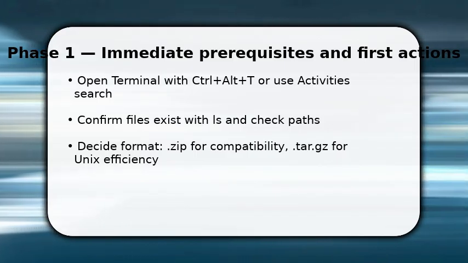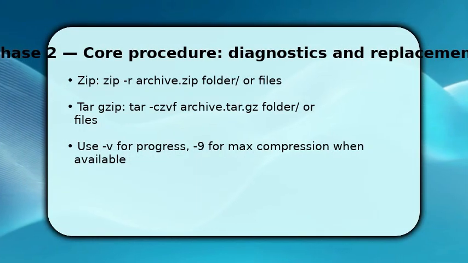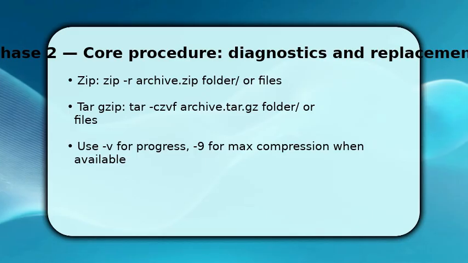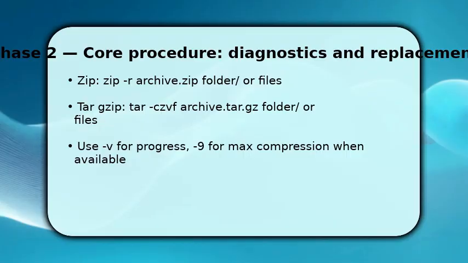This early choice affects compression speed and final size, so take a moment to pick the right option before you run commands. Now you execute the command. Type zip -r archive.zip folder/ to create a recursive zip or tar -czvf archive.tar.gz folder/ for a gzip tarball. The flags mean create, compress, verbose, and file.